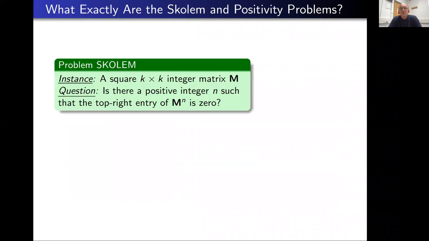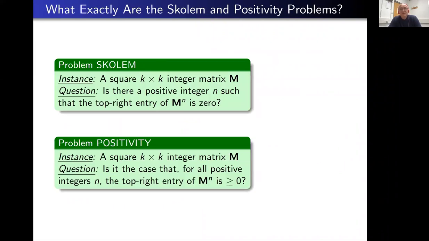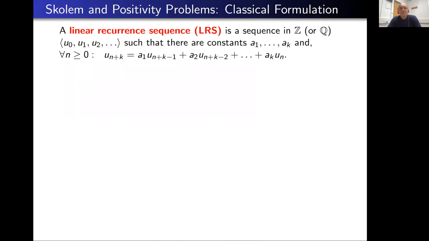And what exactly are the Skolem and positivity problems? Here they are. The Skolem problem says, start with a square matrix M, K by K. The question is, is there a positive integer n such that the top right entry of M to the power n is equal to zero? The top right entry is just something we chose. We could ask for any particular ij entry. And the positivity question is the same, except that you are not asking if it is exactly zero, but if for every n, the top right entry of M to the power n is greater or equal to zero.